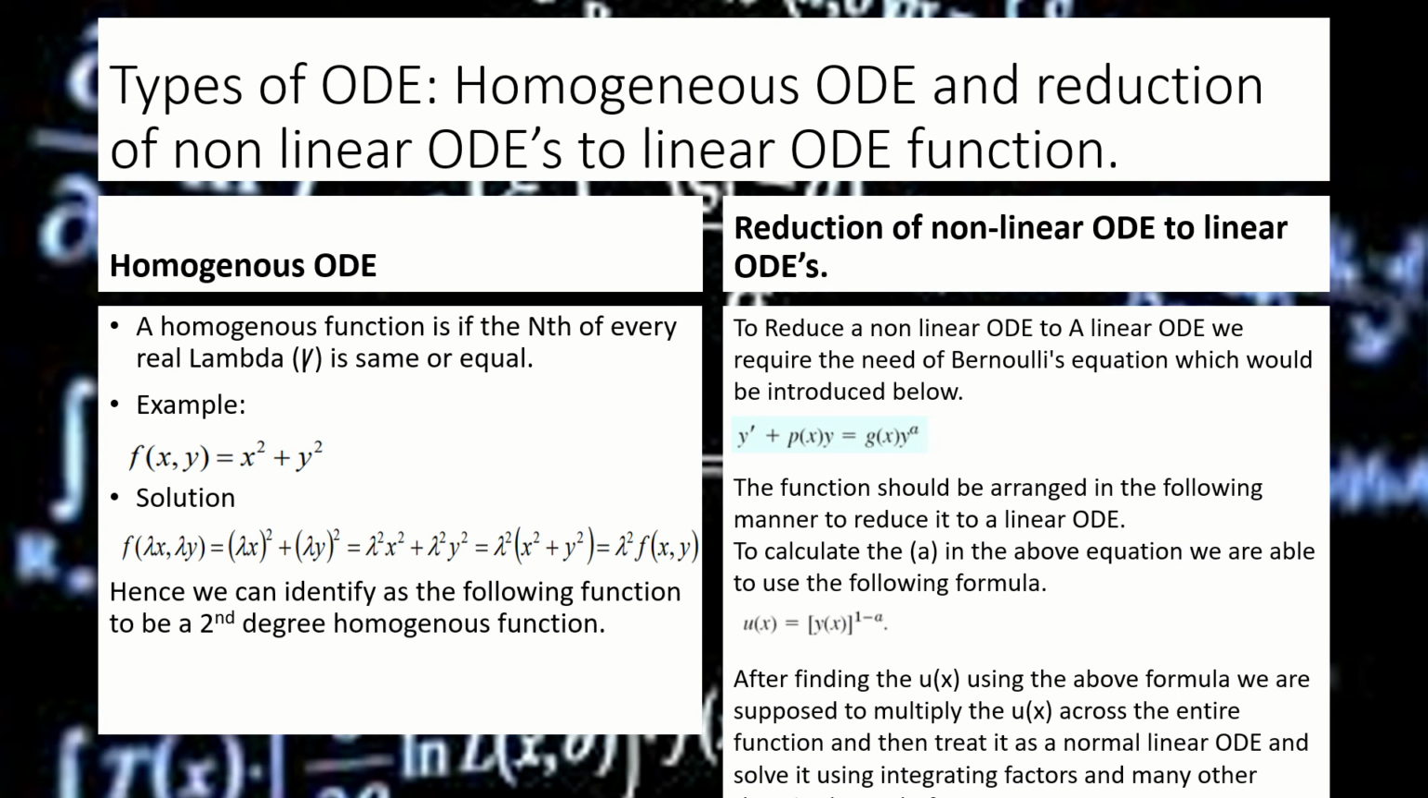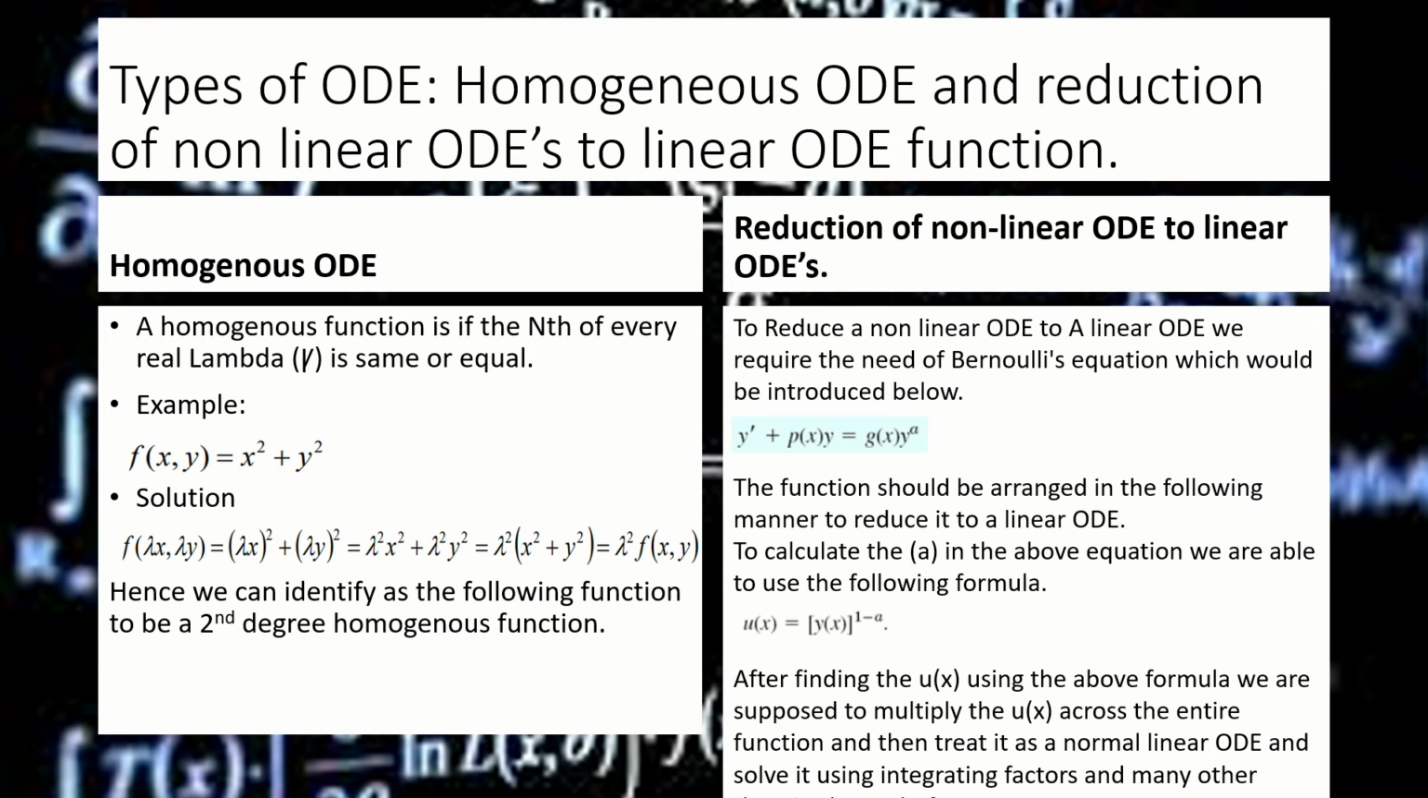And now let's move on to the types of ODE: homogeneous ODE and reduction of nonlinear ODEs to linear ODEs. So, the homogeneous ODE, as I mentioned previously, is when the nth power of every real lambda is the same or equal. For example, as you can see, the lambda over here is a second degree homogeneous function.